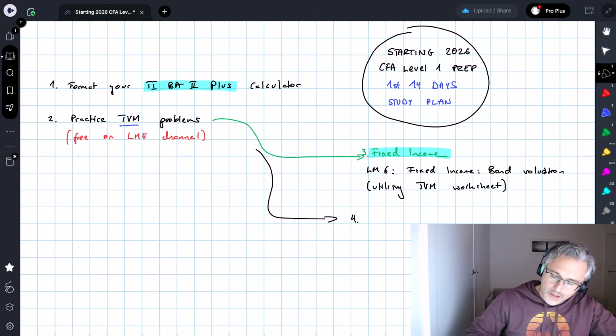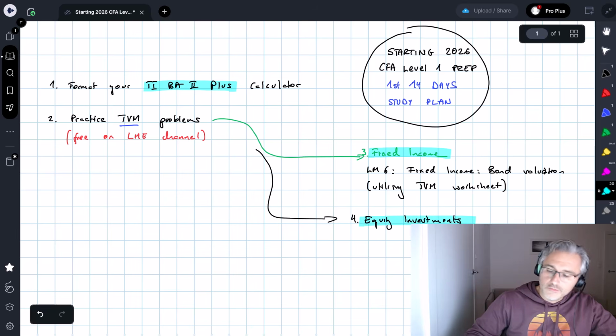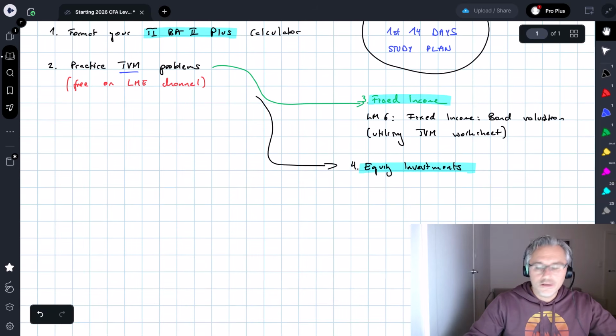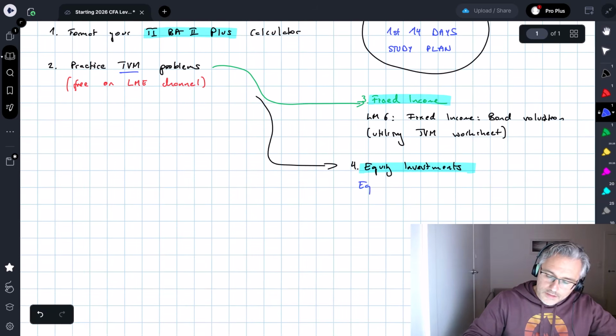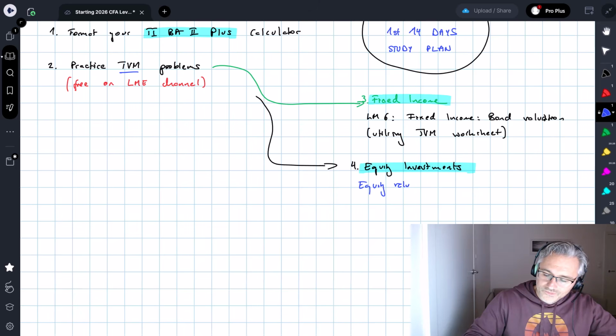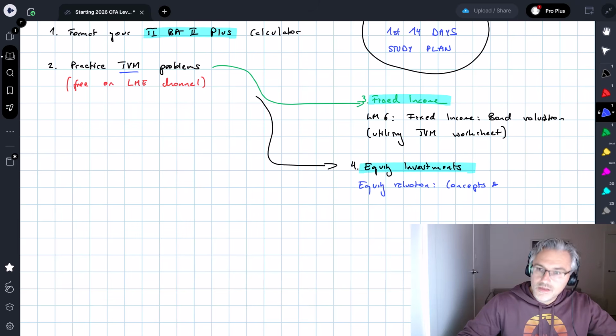Then, why not head over to equity investments and once again practice using your freshly acquired time value of money skills to value some equity instruments. So this is going to be equity valuation. The learning module is called Equity Valuation: Concepts and Basic Tools.